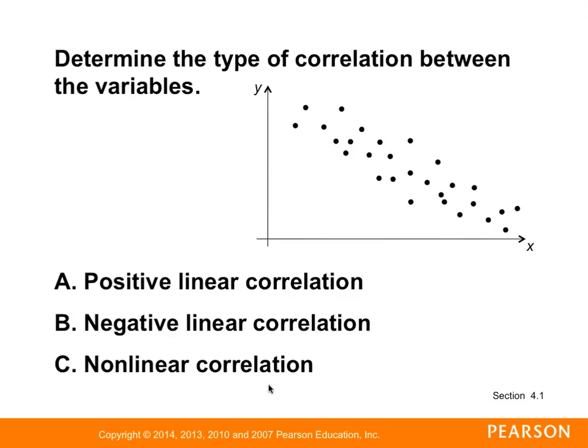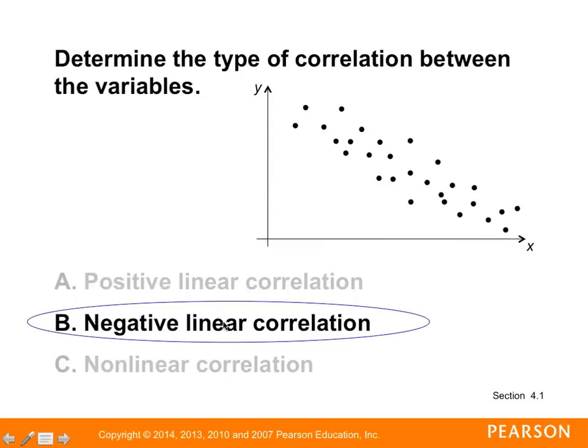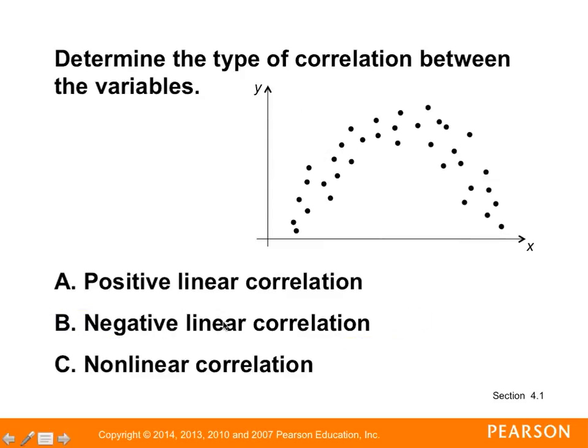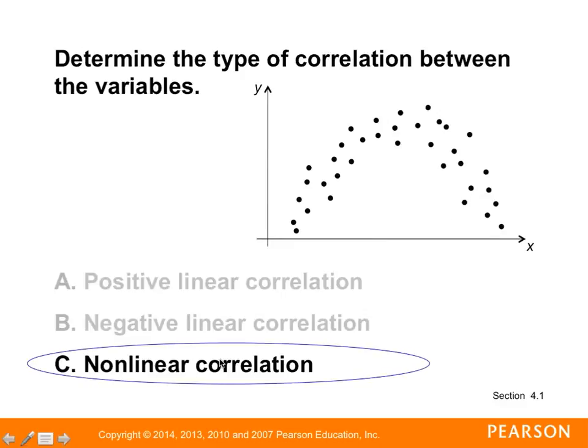Okay, so let's take a look at a couple of extra examples. Let's determine here the type of correlation that exists between two variables. If you take a look at this one right here, hopefully this looks like some kind of linear correlation to you. And if you look, this is definitely decreasing, so it has a negative slope. So this one has a negative linear correlation. If we take a look at this one right here, this definitely has some kind of correlation, but it's not positive linear, it's not negative linear. So this one's a nonlinear correlation.